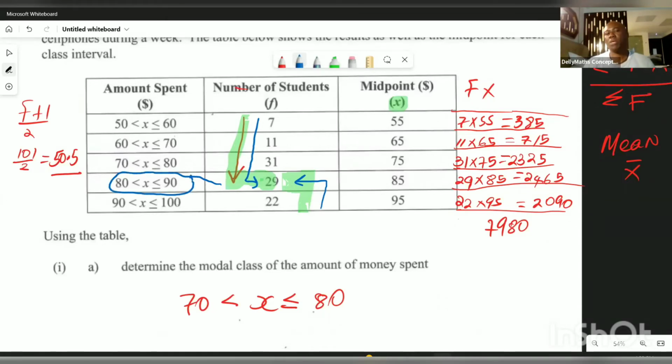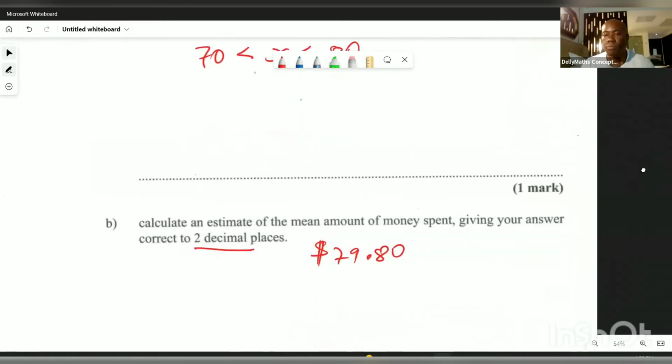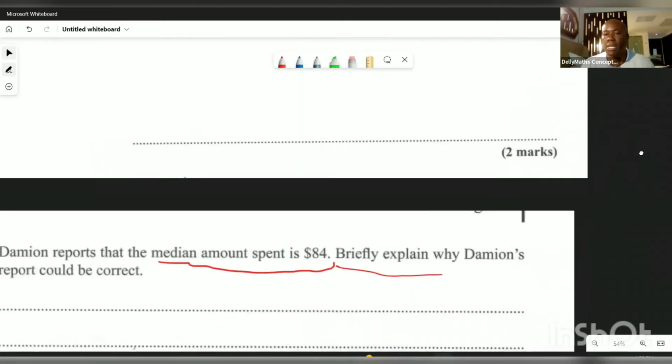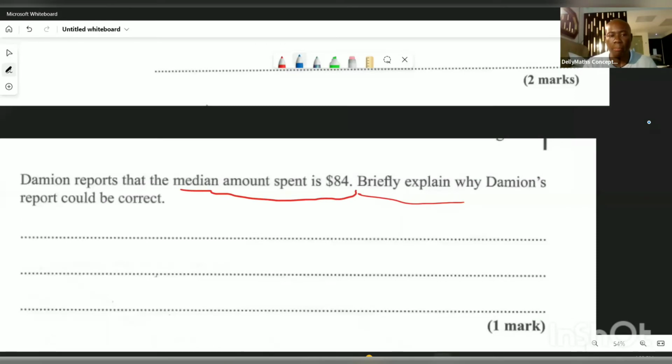Now, that's where the median is. That's the position of the median. The good thing is that you do realize that the midpoint is $85. So definitely the median is coming from the class where X is less than or equal to 90, but greater than 80. So the median is actually in this class.